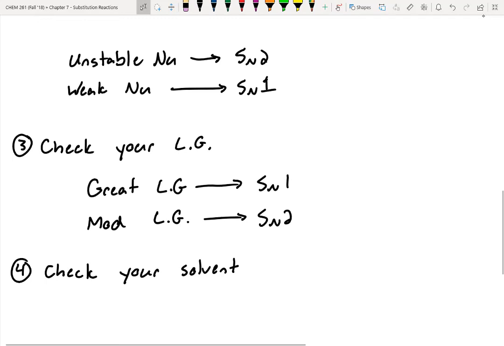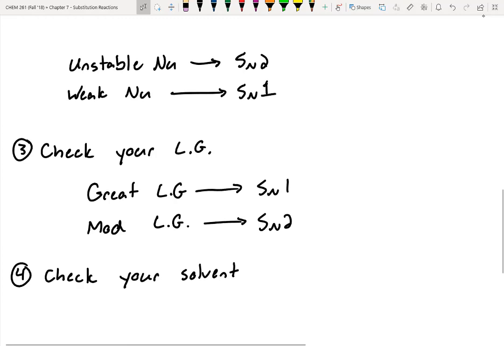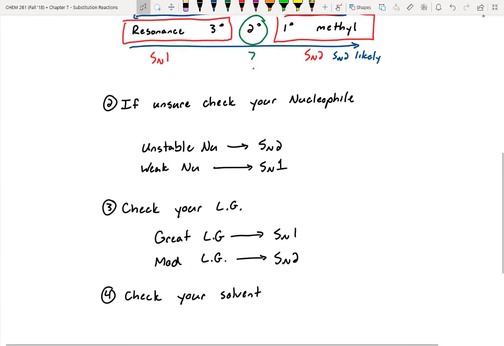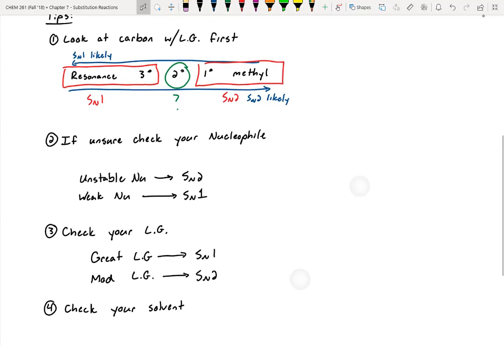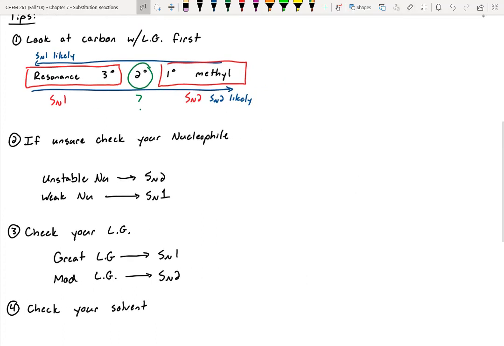But students tend to get pretty confused with this chart and not know how to prioritize it very well. The big thing to do, like I said, is just simplify it. Look at this first thing. Look at the carbon with the leaving group, predict whether it's going to be SN1 or SN2, and then if you're tied, go on to the other things if needed, right?